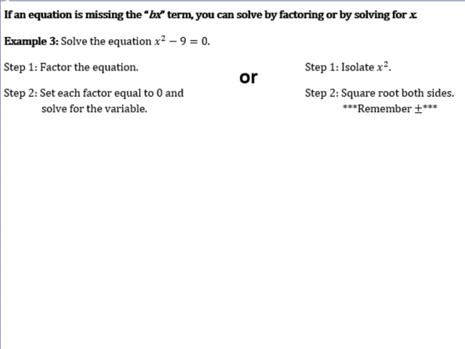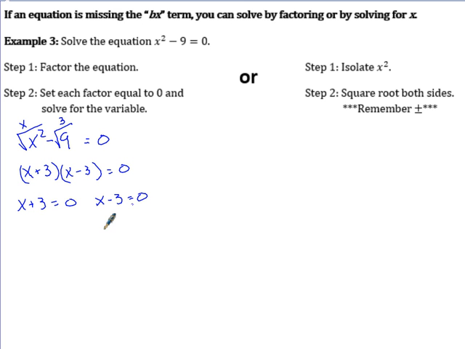Okay. If the equation is missing the bx term, meaning that middle term, if it just has x squared and a number, there's 2 ways we can solve it. We can solve it by factoring, because we learned how to factor this. X squared minus 9, that only has 2 terms, and both of those terms are perfect squares. So the square root of x squared is x, and the square root of 9 is 3. So my 2 factors would be x plus 3 and x minus 3. That's a difference of squares. Okay, and then we would set each factor equal to 0 and solve, and I get x equals negative 3 or x equals 3.